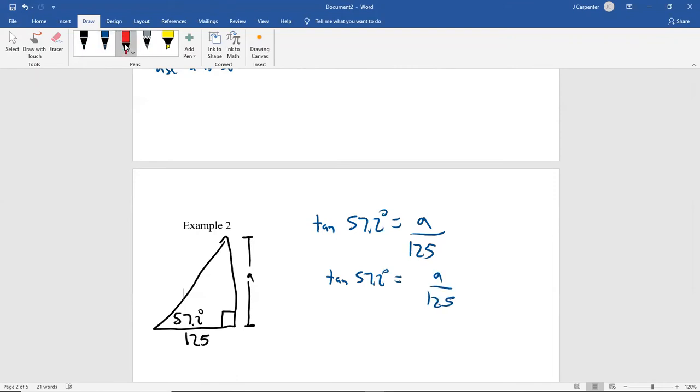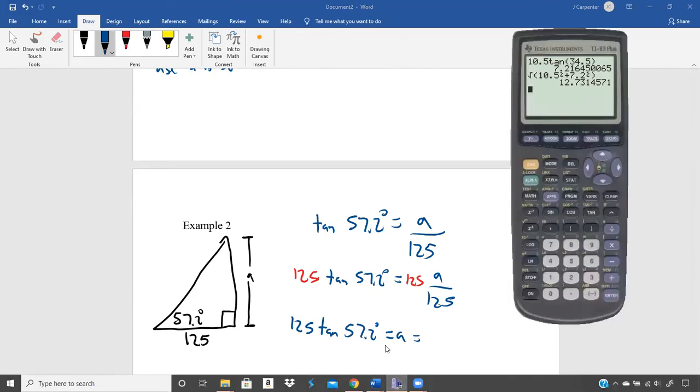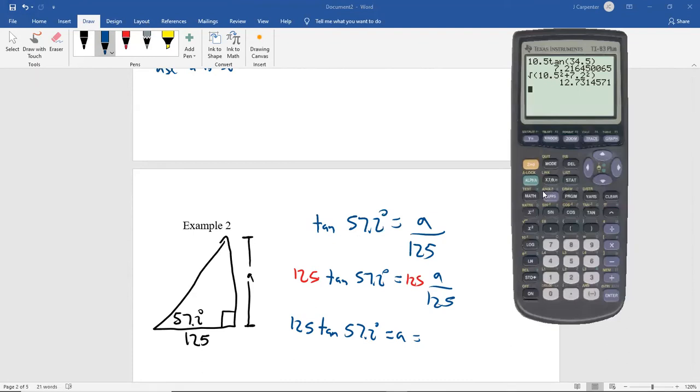To isolate the variable, the 125 is on the right, so cancel. If your variable's in the bottom, you'd be multiplying both sides by the variable. You've got to get rid of the fraction part. And what this tells us is that 125 times the tangent of 57.2 degrees is equal to A, which we can just stuff in a calculator if we need the approximation to one decimal place.